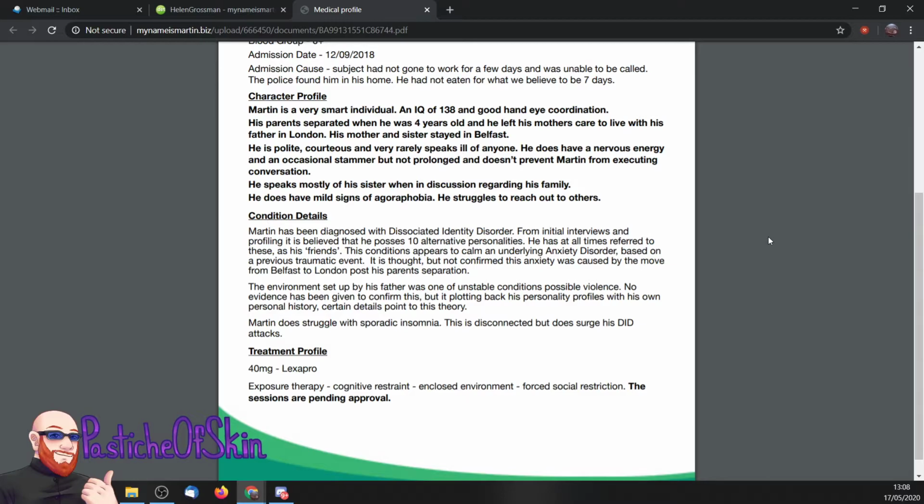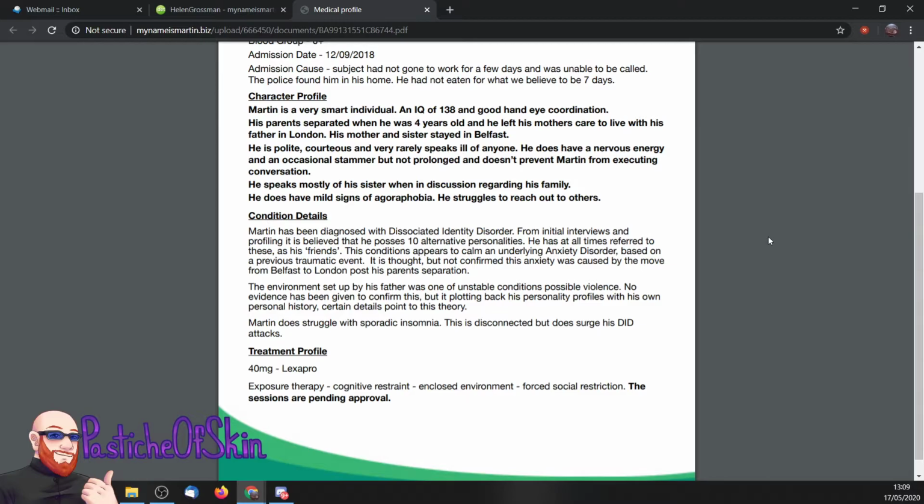He is polite, courteous, very rarely speaks ill of anyone. He does have a nervous energy and occasional stammer, but not prolonged, and it doesn't prevent Martin from executing a conversation. He speaks mostly of his sister when in discussion regarding his family. He does have mild signs of agoraphobia. He struggles to reach out to others. Okay. Speaks mostly of his sister.